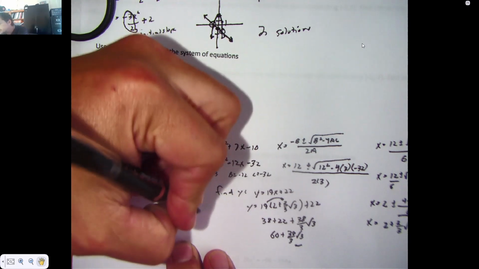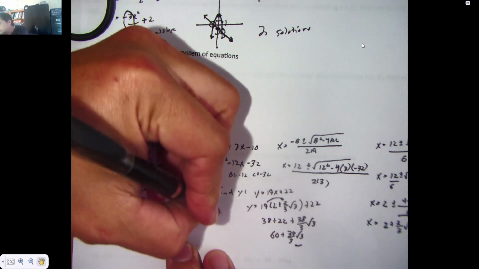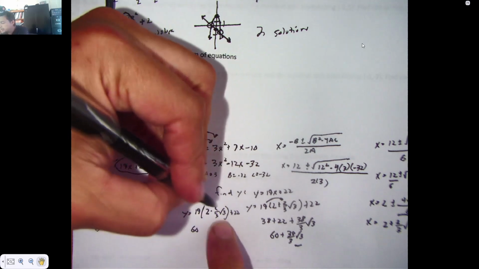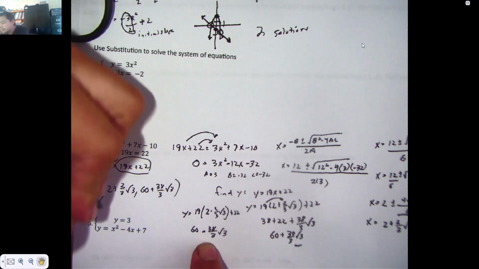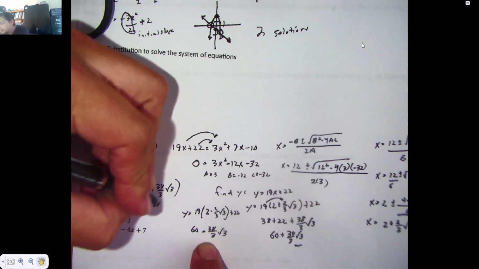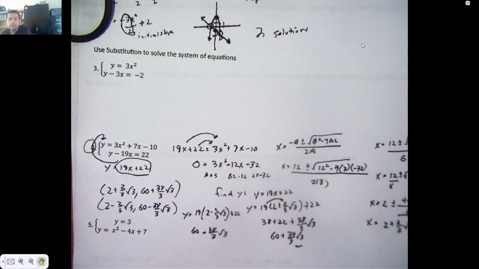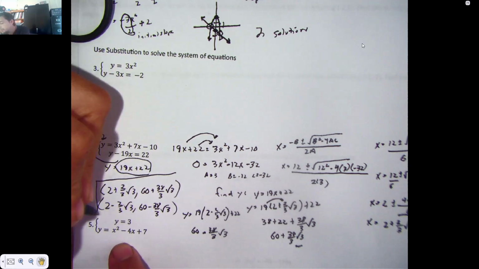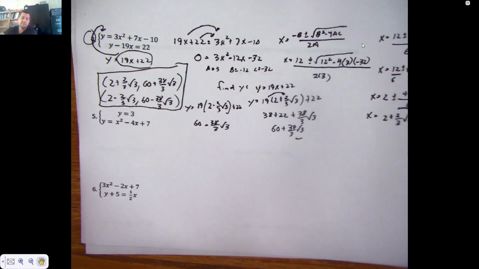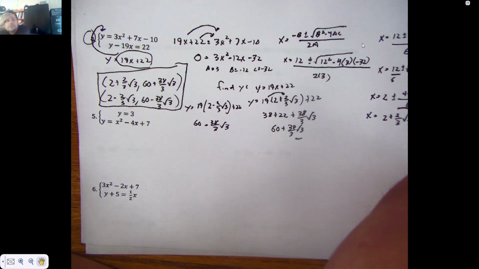All right, the other one happens when you plug in the 2 minus. So y is 19 times 2 minus 2/3 root 33, plus 22. And you're still going to have the 38 and 22, which makes it 60. But here you're going to have a minus 38 over 3 root 33. So there's the other y value. If you plug in 2 minus 2/3 root 33, you get back 60 minus 38 thirds root 33. What an ugly little problem that is. But those are the intersections in perfect non-rounded form. Hideous, isn't it? All right, I'll do 6.